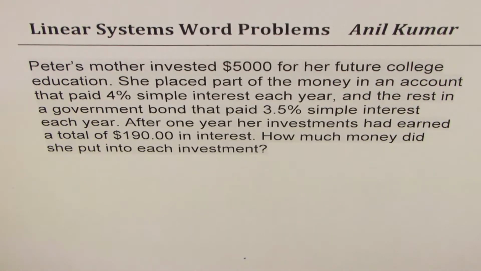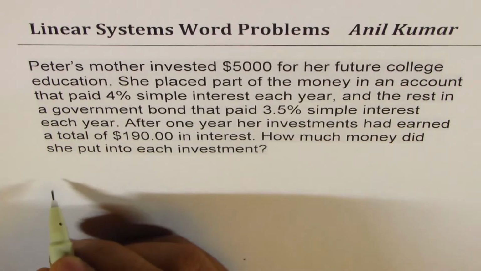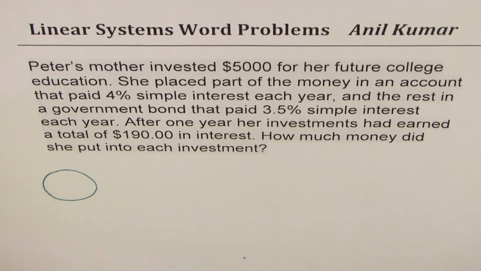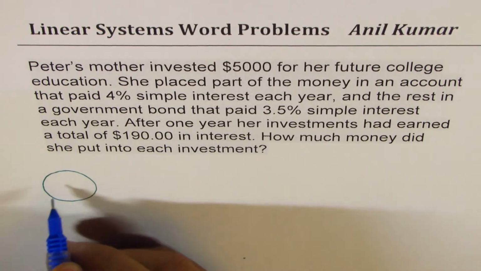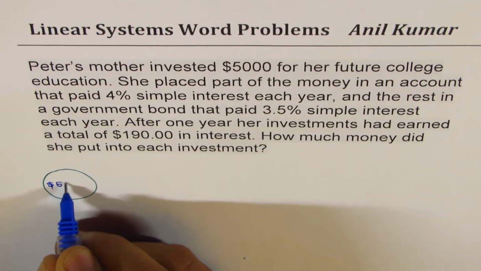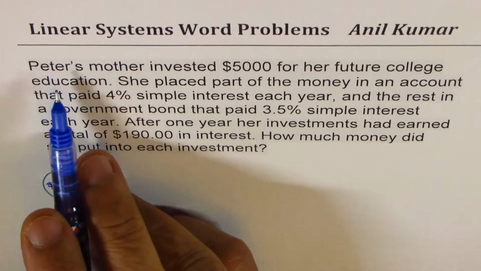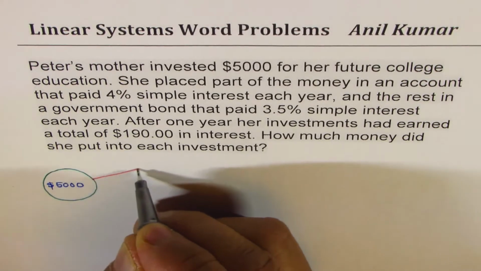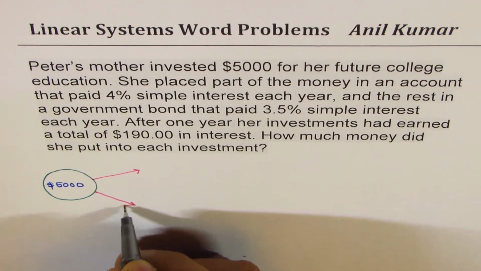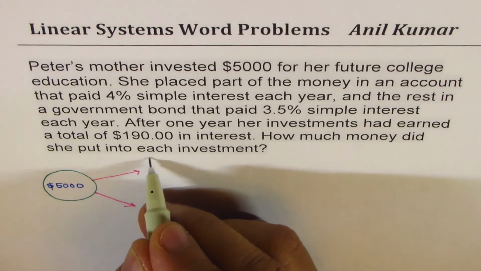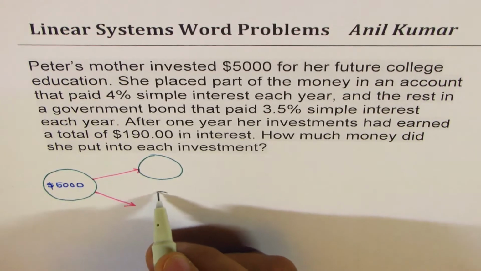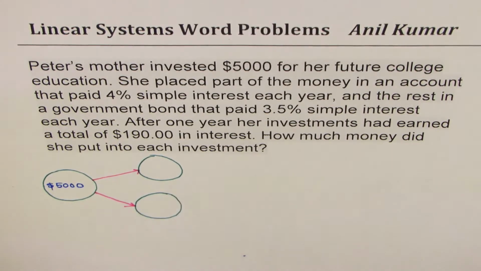Now, we can have a visual look at what's happening here. So I prefer to show you kind of like this. So that's my way of doing such questions. So we have an amount here which will say total amount in dollars is 5,000, which Peter's mother is investing and has been invested at two places. Correct? At one place, she gets interest of 4% and in the other 3.5%.